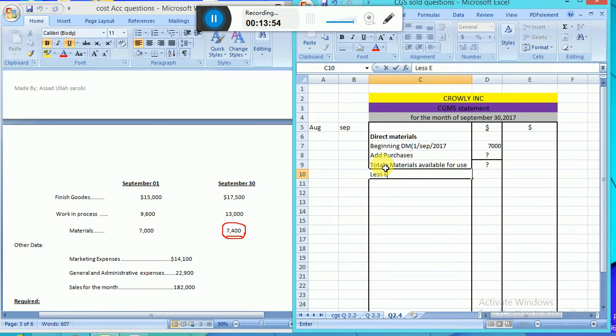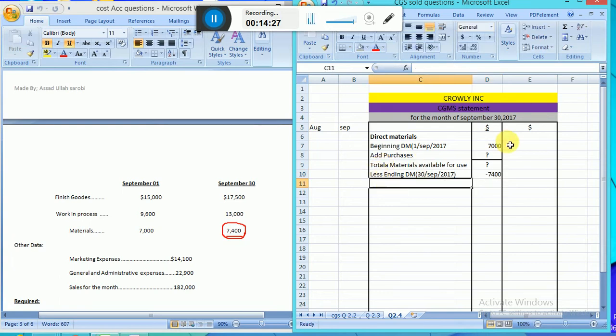So less ending direct material, I will write DM. Ending direct material means that today is the 30th September 2017. How much is the remaining? 7,400. So minus 7,400.